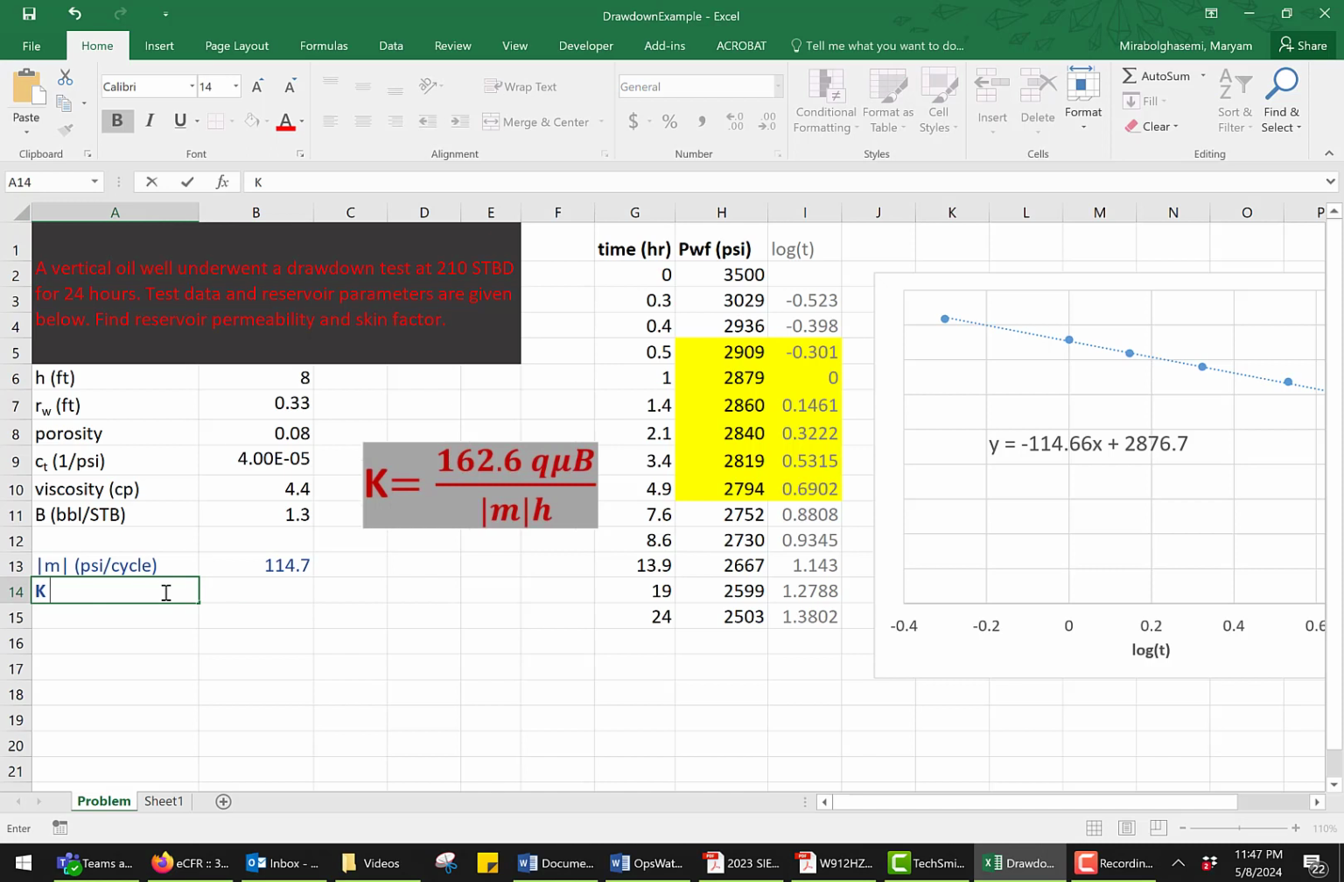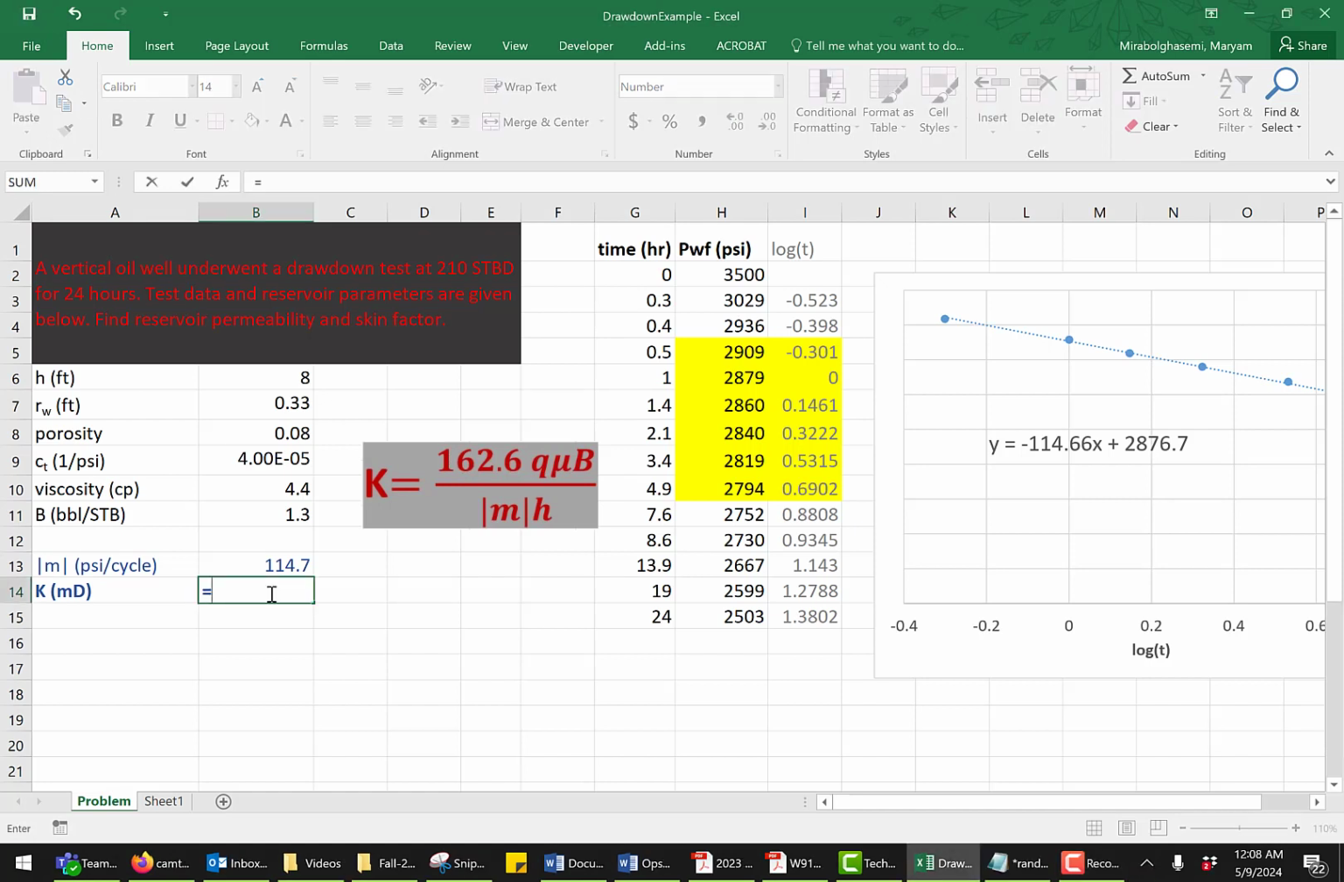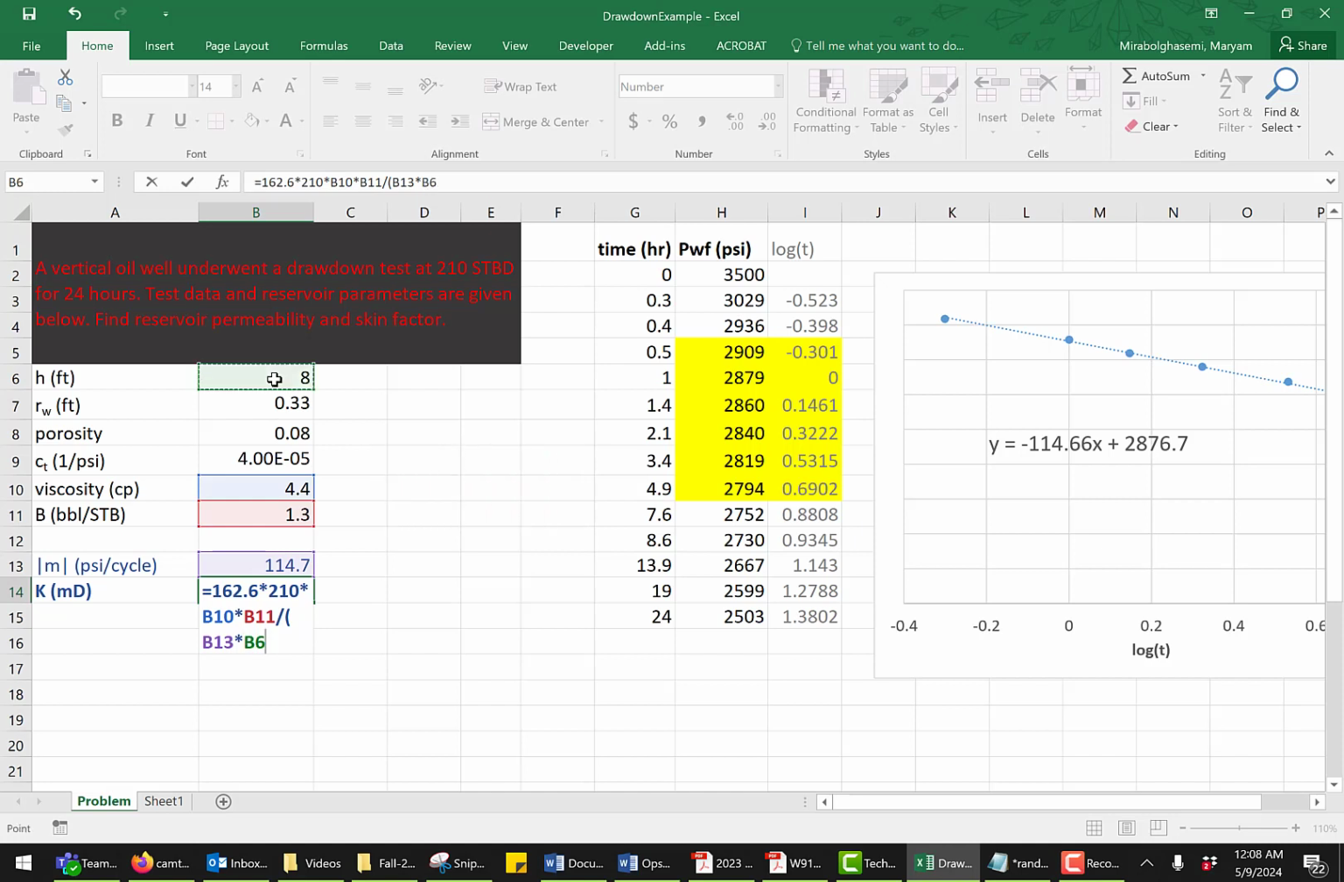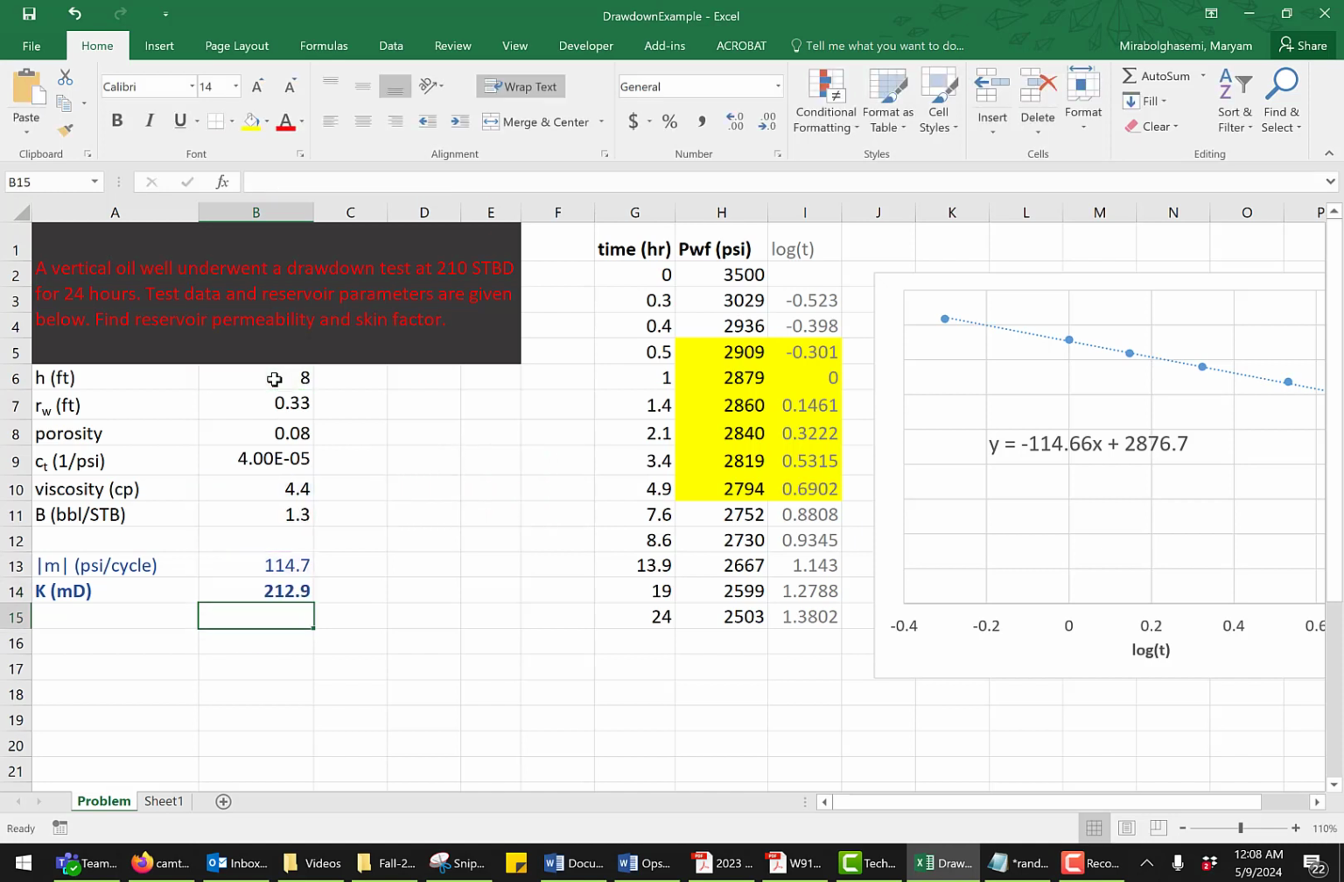So now we can use the formula to find permeability in millidarcy. So permeability is 162.6 times the rate, which is 210, times viscosity, times B over the slope, times formation thickness, which is about 200 millidarcy.